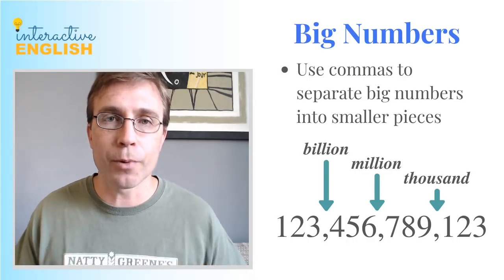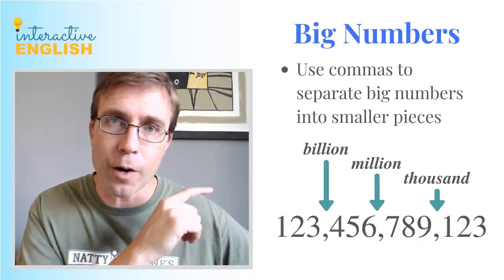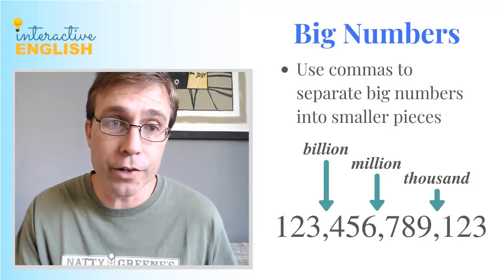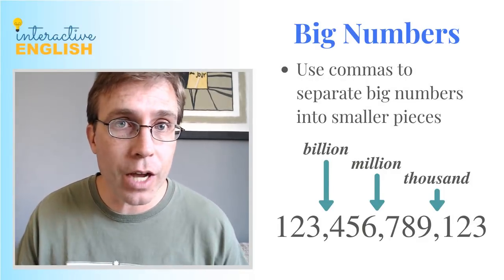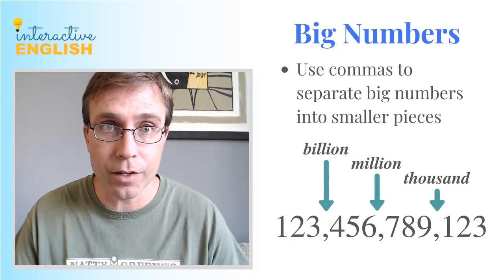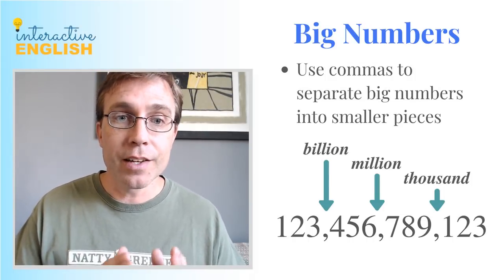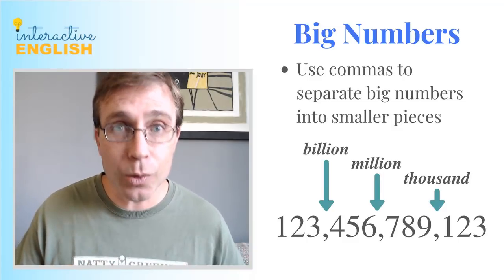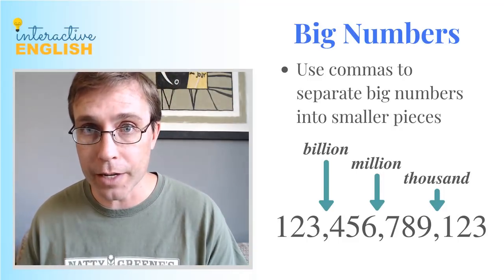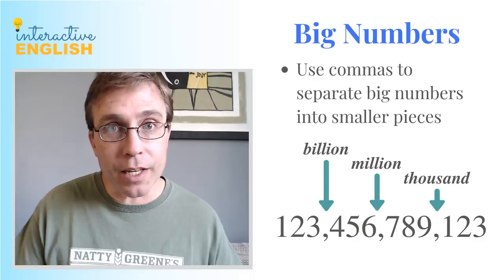It helps us separate the numbers. So let's start down far at the end there with our number 123. That first comma is talking about the thousand. All right, so we have 789,123. Now let's move to the next one.